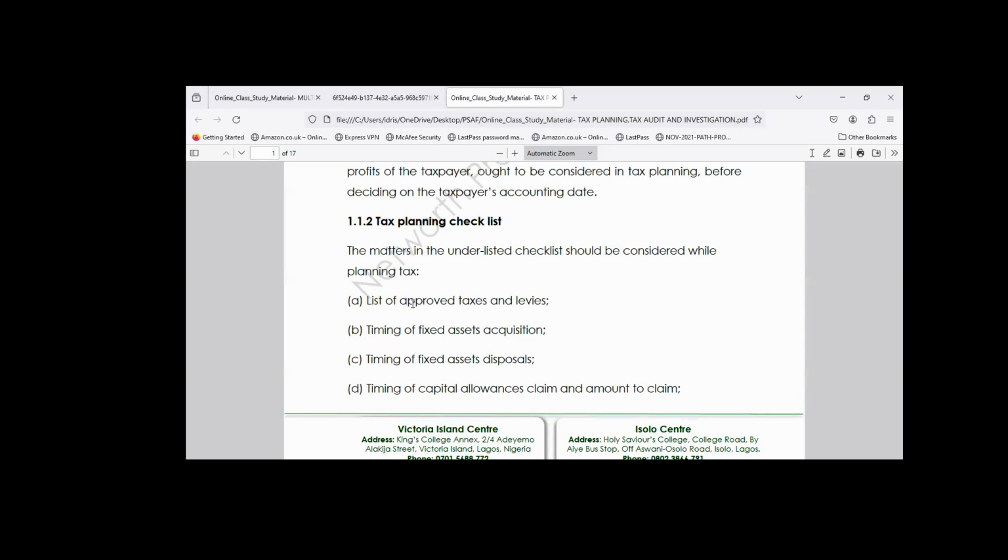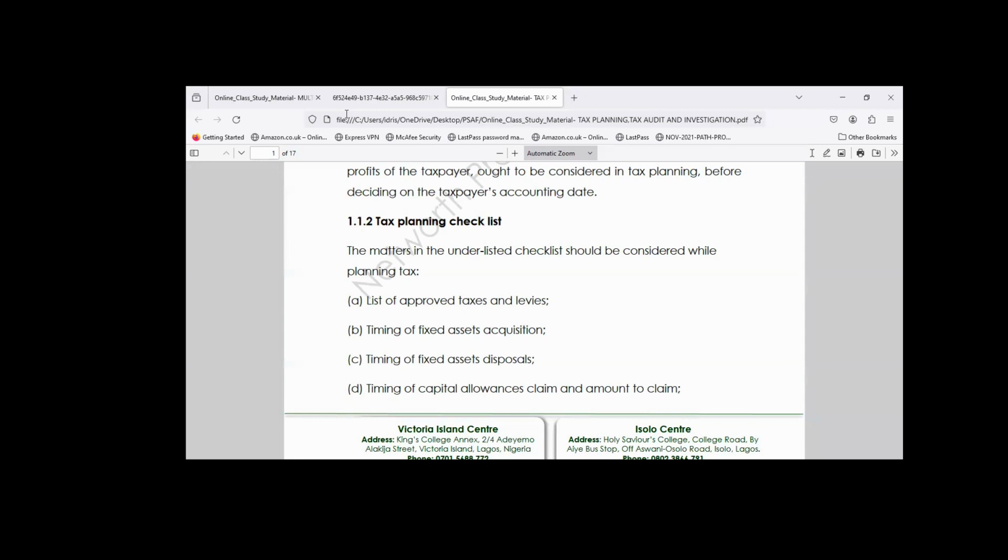Second is timing of fixed asset acquisition. You determine which time you can purchase your fixed asset. Why do we time our fixed asset acquisition? Because for us to enjoy what is called capital allowance.